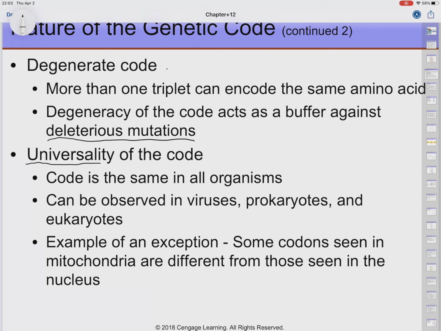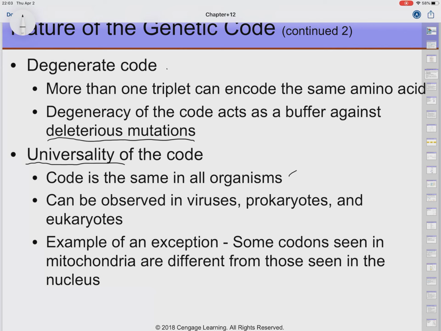Now, the genetic code is generally said to be universal. We see the same codons code for certain amino acids in almost all life: viruses, bacteria, animals, plants, us. There are exceptions. Rare organisms have some, and I don't mean they're rare because there's anything special about them. They're rare in that they have exceptions to this rule.